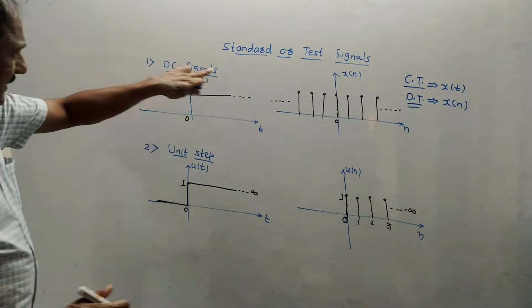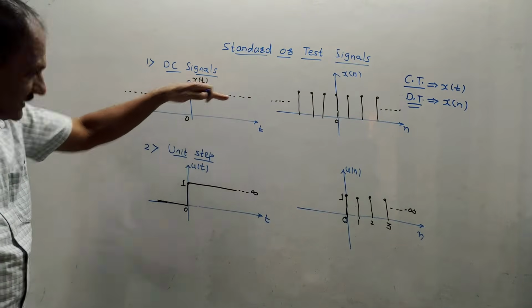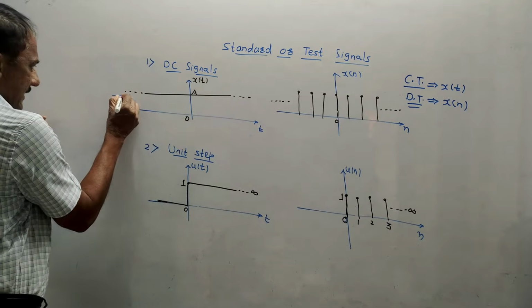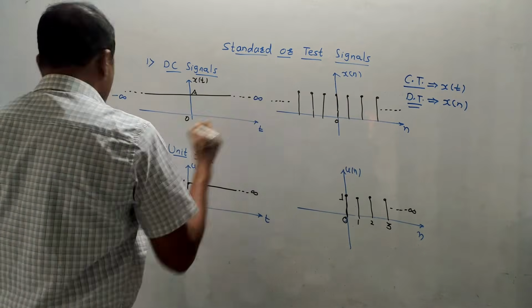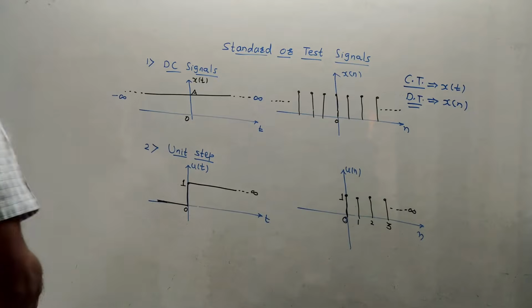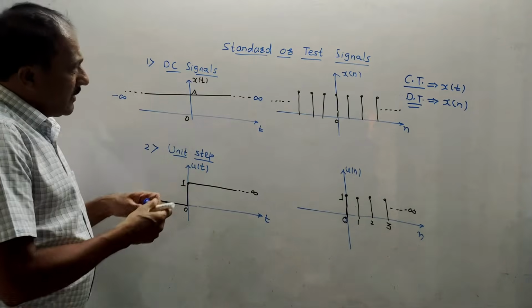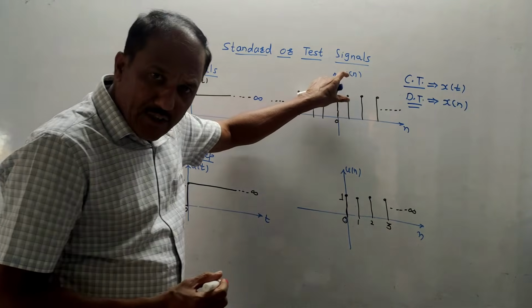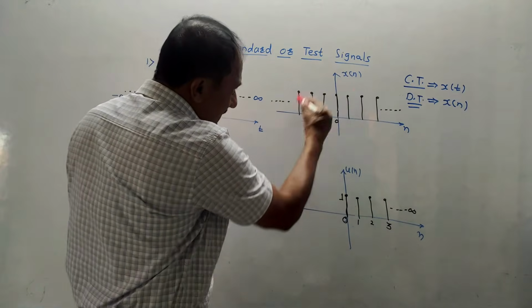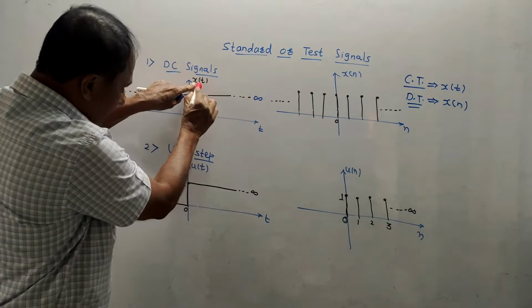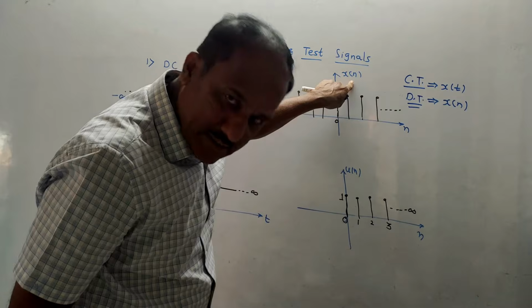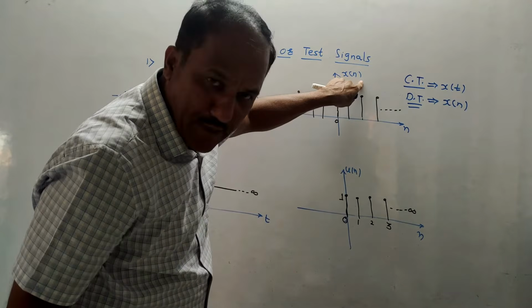Now, the first signal is the DC signal. This is the diagram of the DC signal. As such, this signal is from minus infinity to plus infinity, and its amplitude is A. The same signal I have drawn for the discrete version. This is the discrete signal, so the notation here is x of t. In case of the discrete signal, I have used the notation x of n.